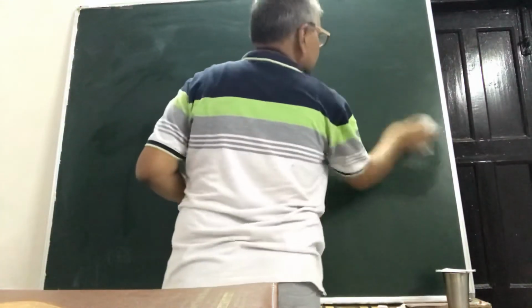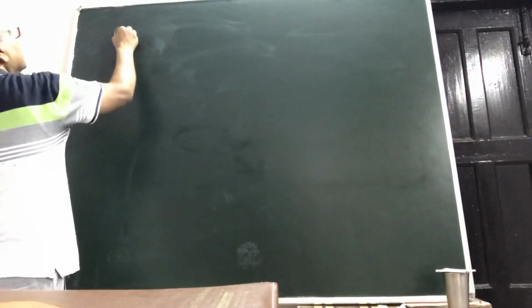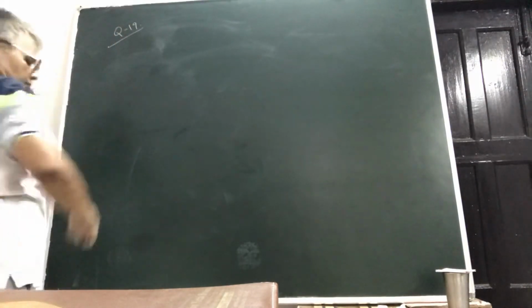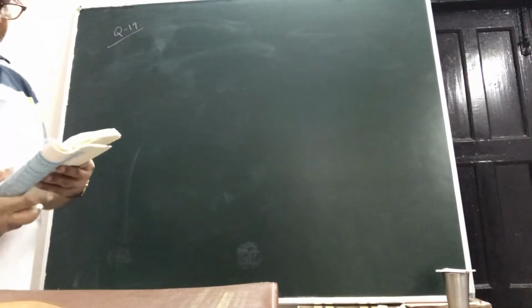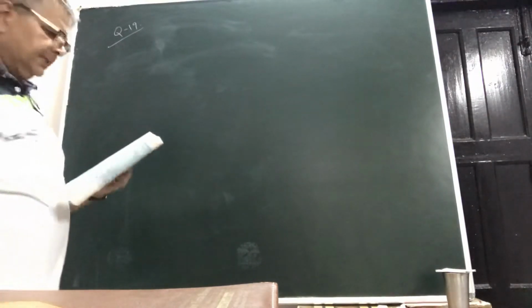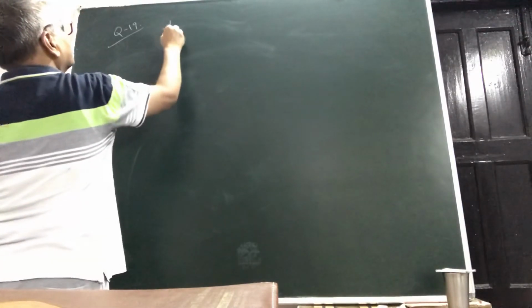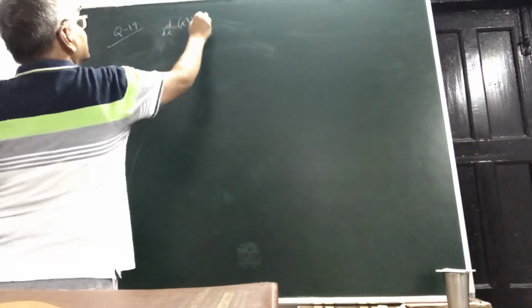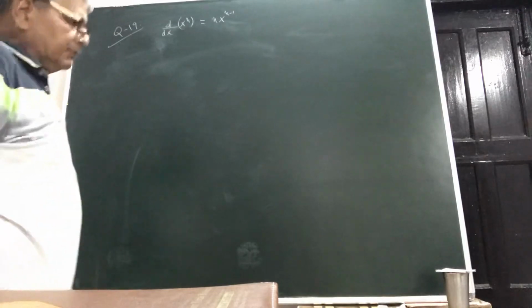Question number 19, please look in. What does it say? Yes, please read it. Using mathematical induction, prove that d by dx of x raised to power n is equal to n x raised to power n minus 1 for all positive integers.